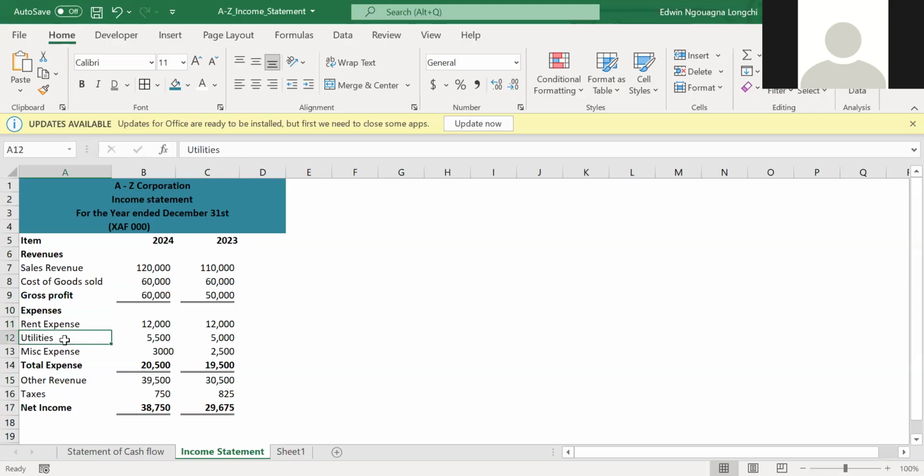Utilities, electricity bills, water, miscellaneous expenses, small things like when you buy granite, or pay for transport, you can put those under miscellaneous. All these things are registered in your cash book because you register expenses there. So you go there and get this, and when you do it all, you sum it.